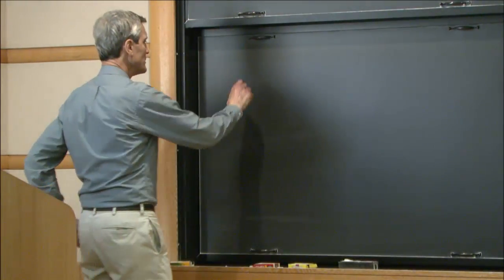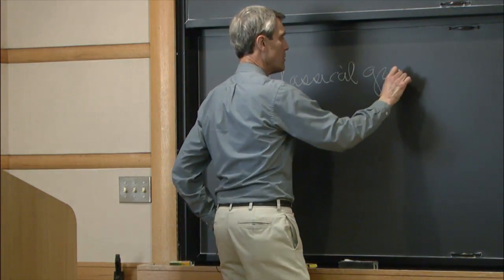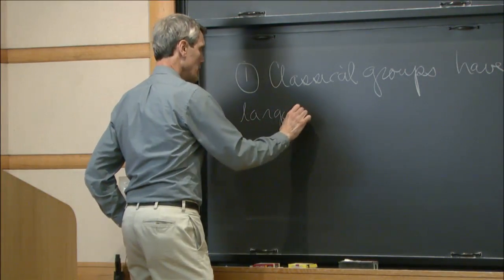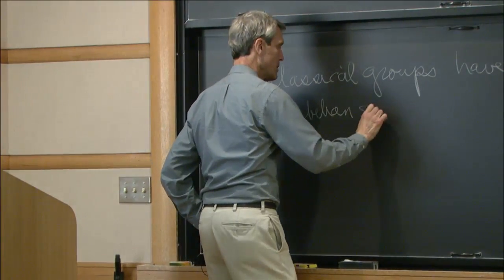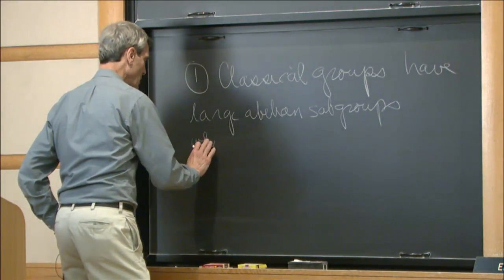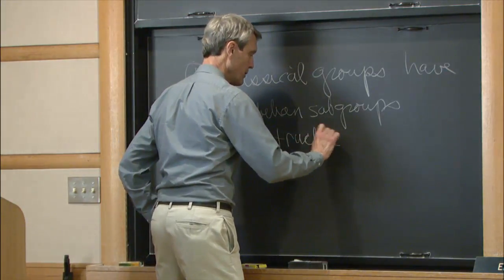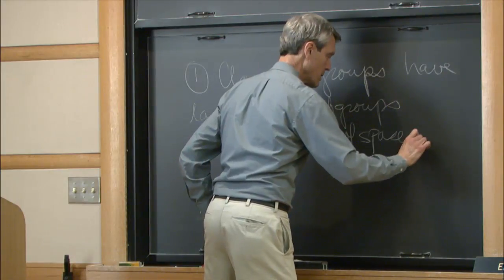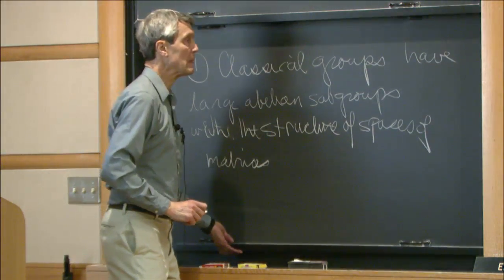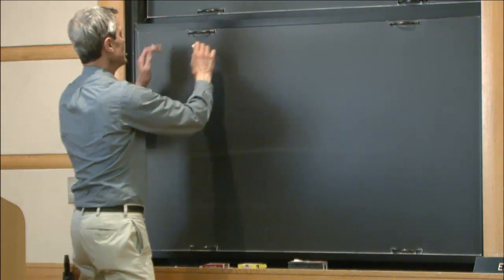So the main observation is that classical groups have large abelian subgroups which look like, with the structure of, spaces of matrices.